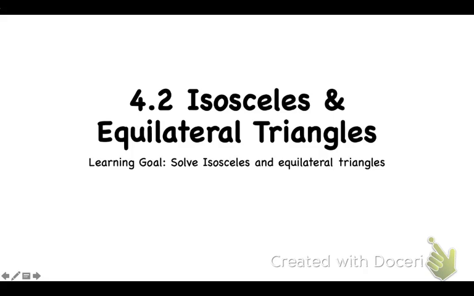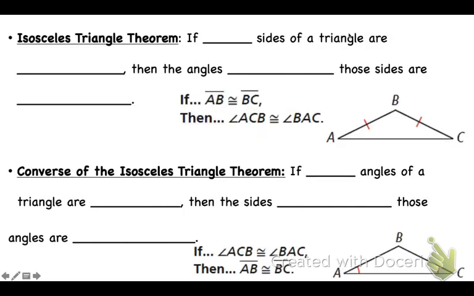Okay, 4.2, isosceles and equilateral triangles. These are objects that you have had earlier in your math career, your educational career. They have told you about these two things. So we will be reviewing what they are, not learning what they are. Does that make sense? Okay, so an isosceles triangle, remember, has two sides of equal length, yes?